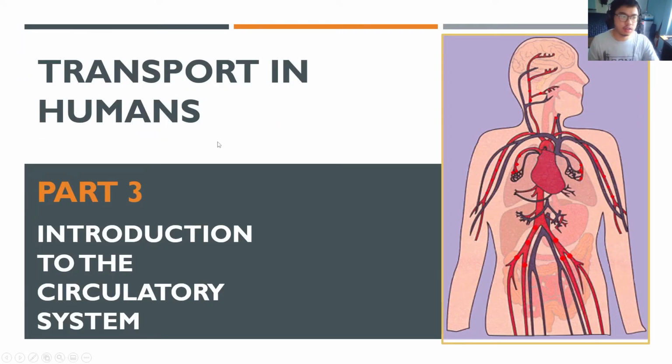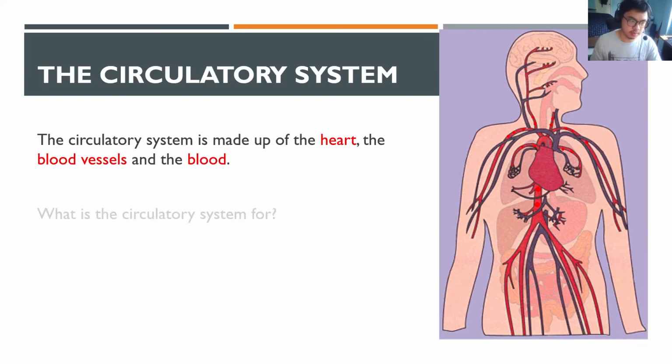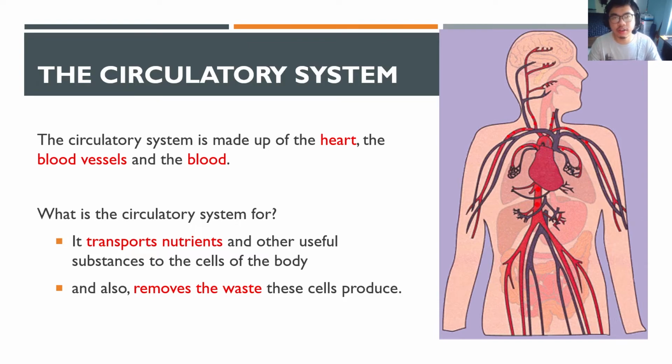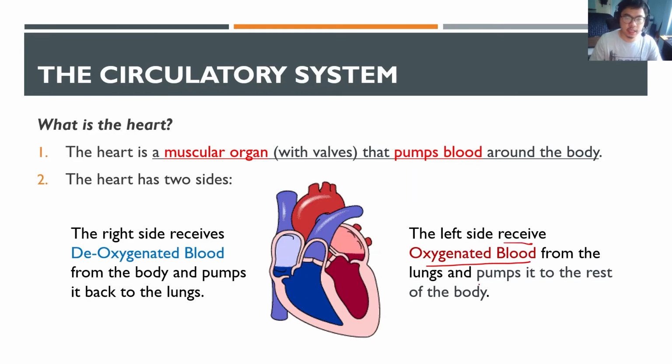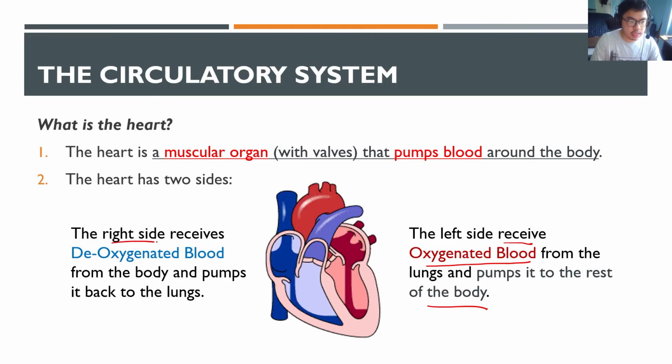Okay, so we talked a bit more about the heart and the blood vessels in this video lesson. Remember what the circulatory system is for. The circulatory system basically carries nutrients and carries waste all around the body so that they can go to where they're supposed to go. And then you have the heart. The heart has two sides. The left side receives oxygenated blood and pumps it to the rest of the body. The right side receives deoxygenated blood from the body and pumps it back to the lungs.